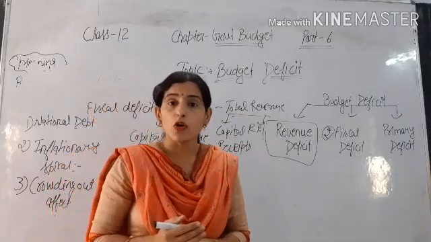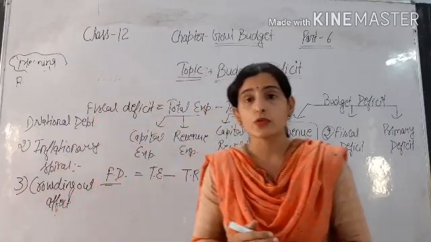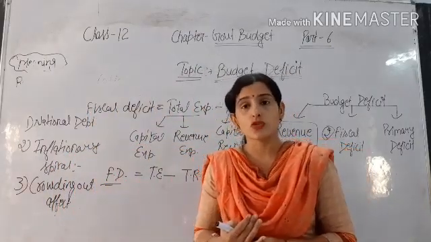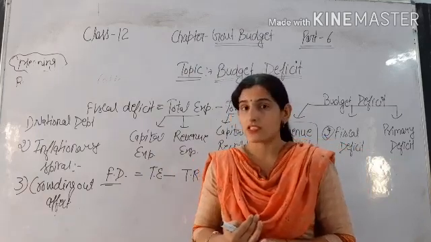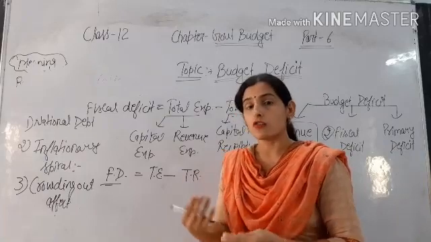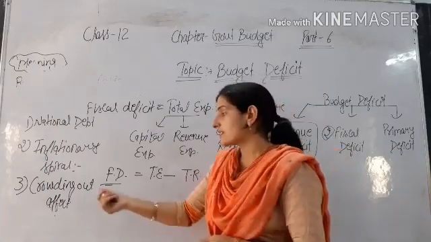So there will be a crowding out effect, meaning the private investor will leave the market. They will not invest in the market because of lack of credit. Because the government borrows more money from the market, there is a lack of credit in the system, and due to lack of credit, the private investor will avoid investing in the market. So there is crowding out.